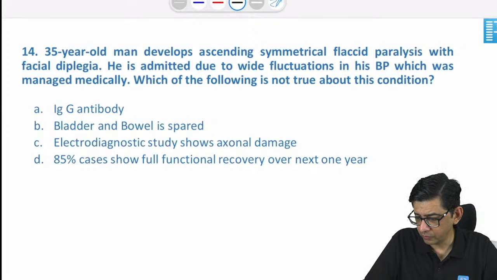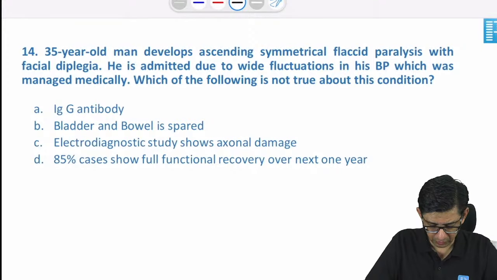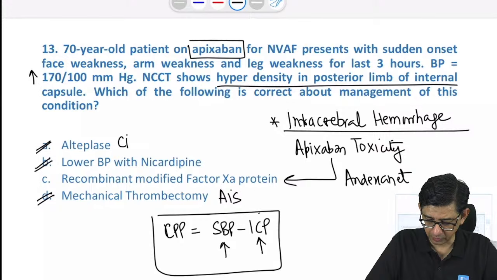Why thrombolysis not done, doctor? This is not a case of thrombolysis, no? This is not a case of acute ischemic stroke. That is why we will not do thrombolysis. Then there is nothing left to save the patient. He will be crippled. He will totally be crippled.